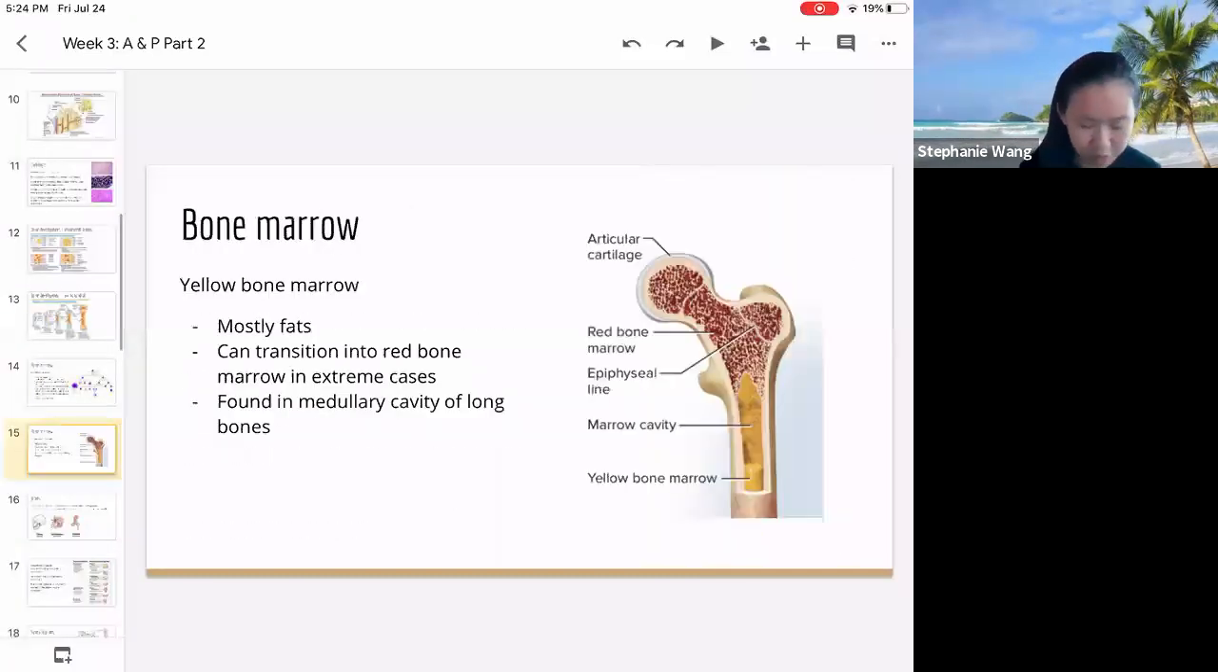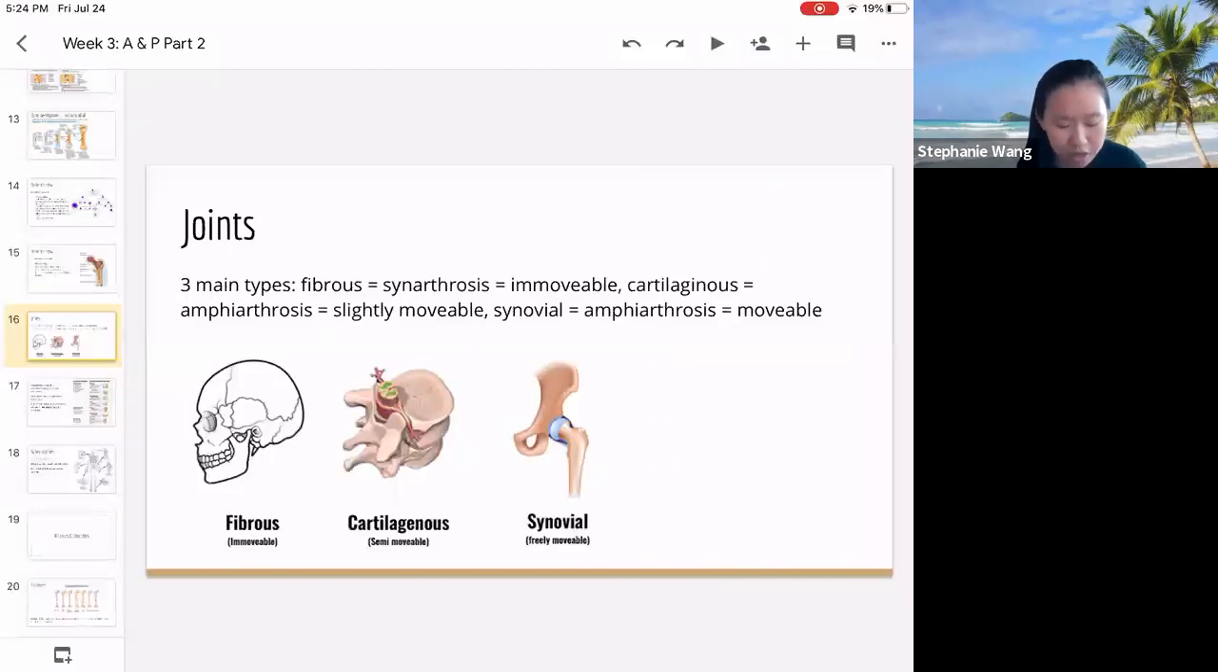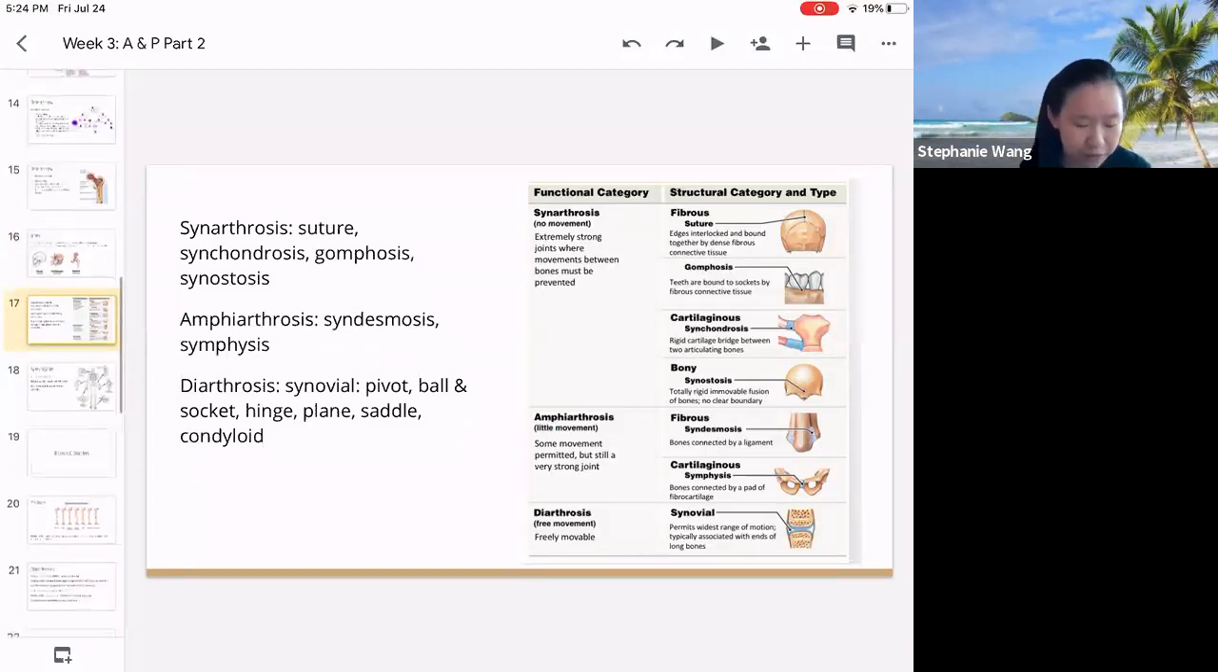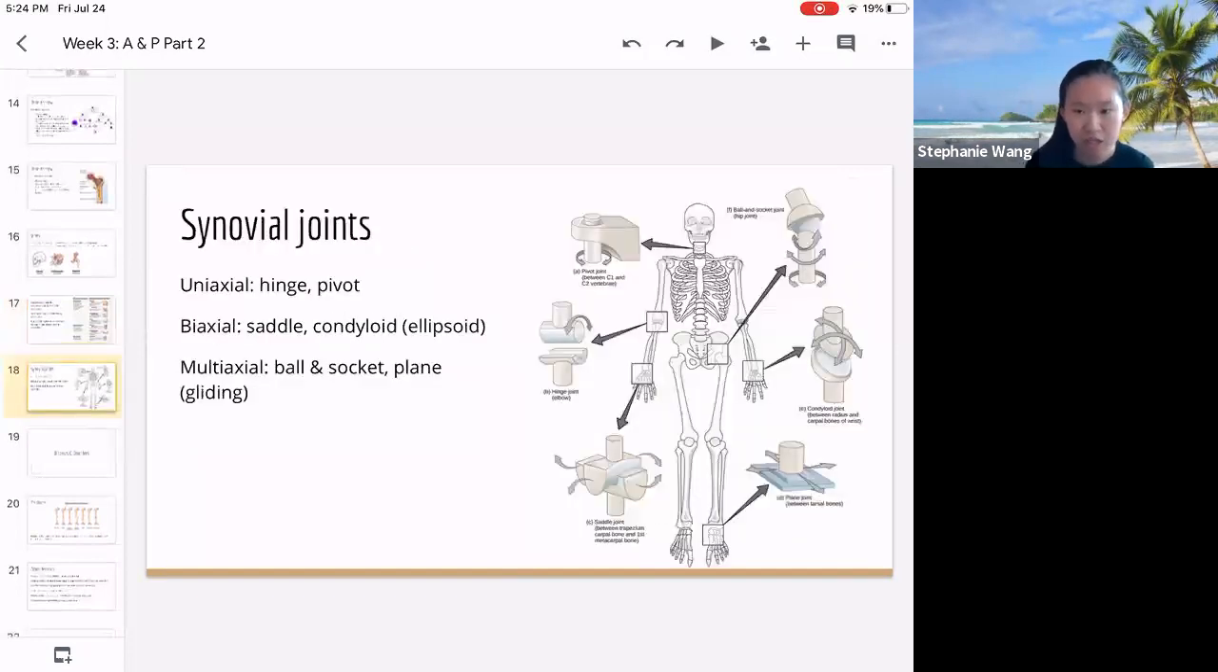Okay, next, joints. Here are the three main classifications of joints: fibrous, which are immovable; cartilaginous, which are semi-movable; and synovial, which are freely movable. So here's a more complete classification. Don't worry about knowing all of this. Just have a good idea. But I think the most important thing for you to know about joints is synovial joints. So synovial joints are the most freely movable joints, and here you can see the 6 different types of synovial joints.